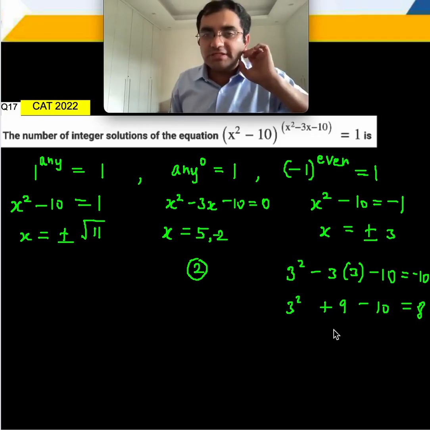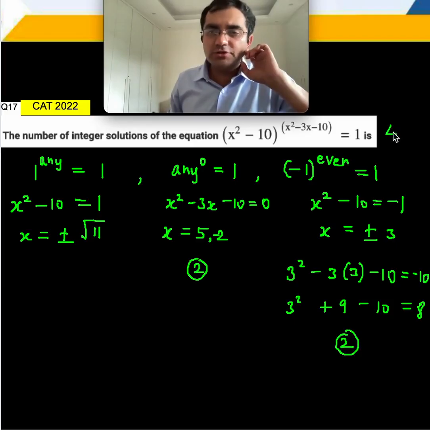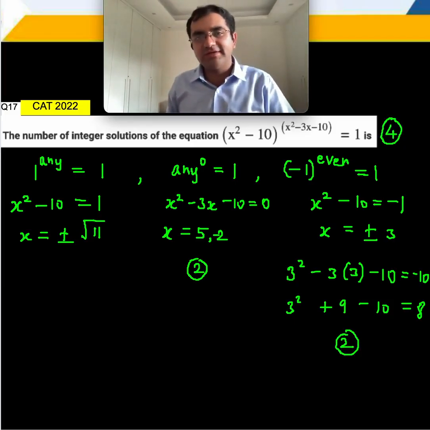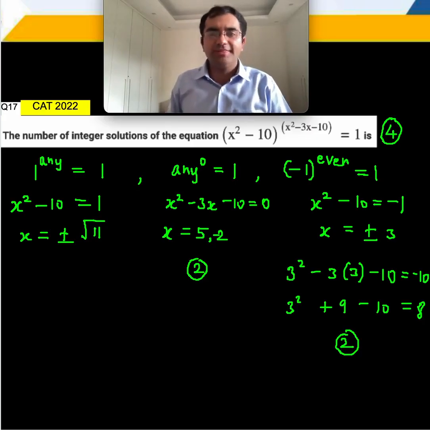So in both cases the power is even, you get two more integers over here, so therefore the total answer for number of integral values for question 17 is 4. That is a repetitive question from last year.